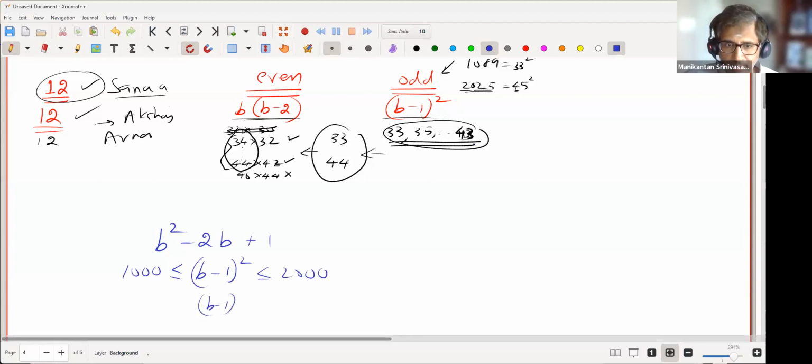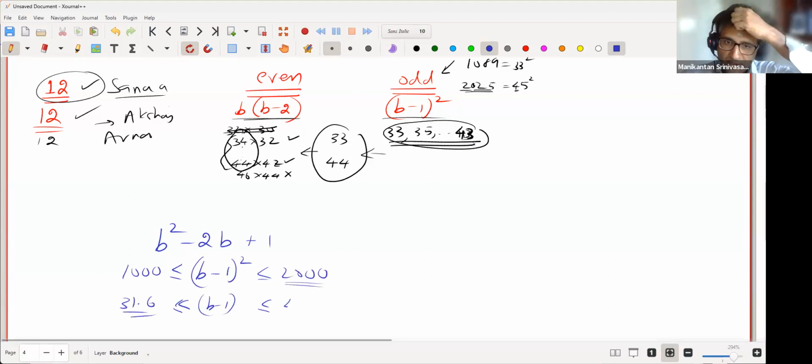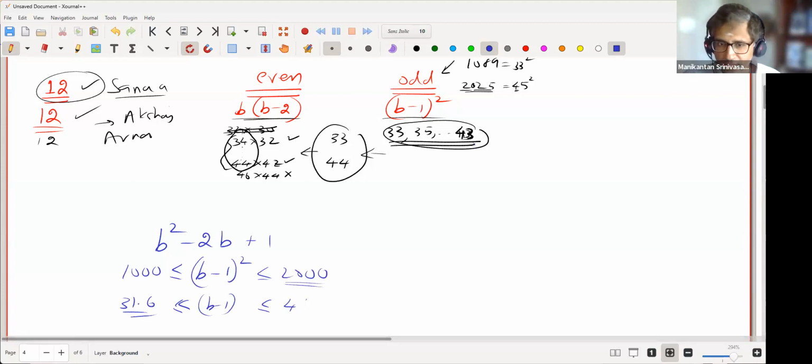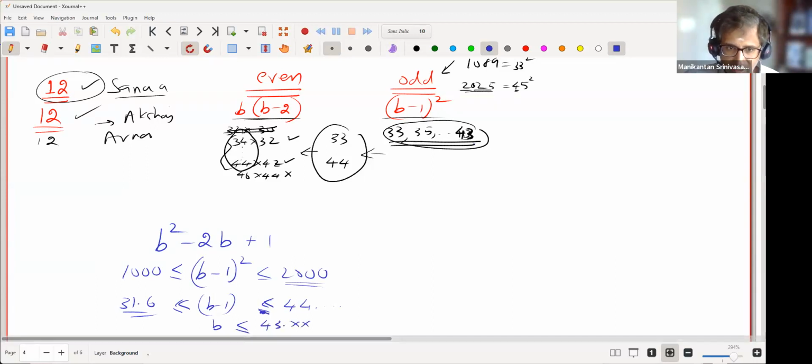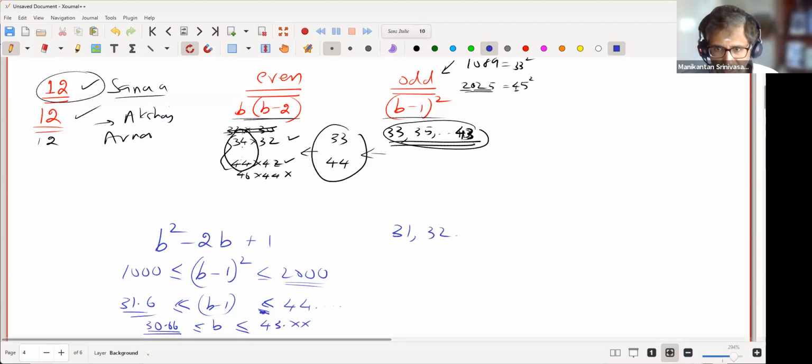So b minus 1 should be between the square root of 1000, which is 31.6 something, and the square root of 2000, which is 45 squared will be 2025, so 44 point something. So in other words, b must be between 43 and change and 31 and change, or 30.6 and change. Which means b can be from 31, 32 all the way till 43.